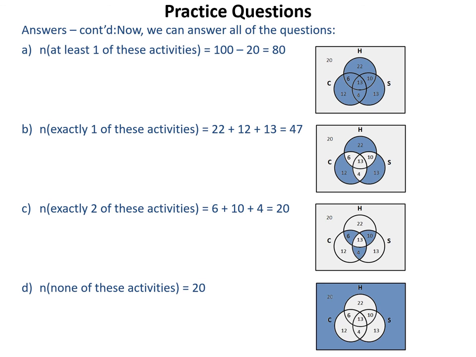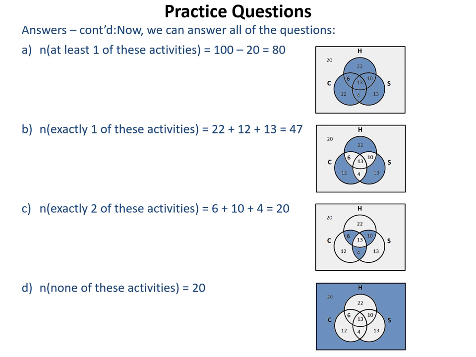Next, we're asked to find the number who do exactly one of these activities. Now, looking at the Venn diagram, that's easy to visualize. We want the parts of the three circles for H, C, and S that are only in those circles and are not located in any of the overlapping regions. So we can see that there's 22 who only do hiking, and 12 who only do canoeing, and 13 who only do skiing. So 22 plus 12 plus 13 equals 47.